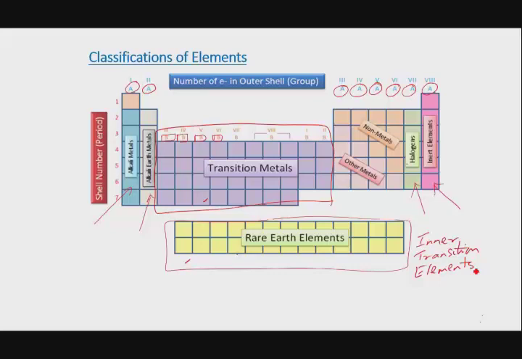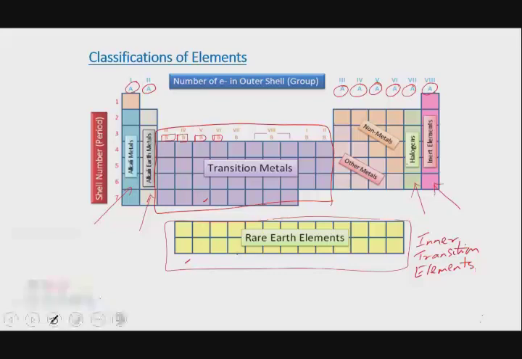How about Z equal to 63, Eu, europium? That's an inner transition element or a rare earth element. How about palladium, Z equals 46? That's a transition element or a transition metal. How about gold, Au? That's also a transition element or a transition metal. Lithium, Li, is an alkali metal. Oxygen is a representative element or a main group element, and so on and so forth. So elements, based upon their position, can be classified into one of these different classifications.